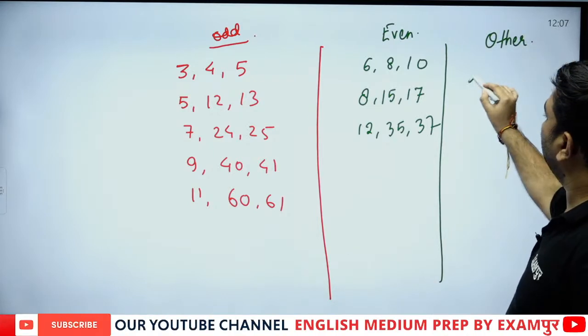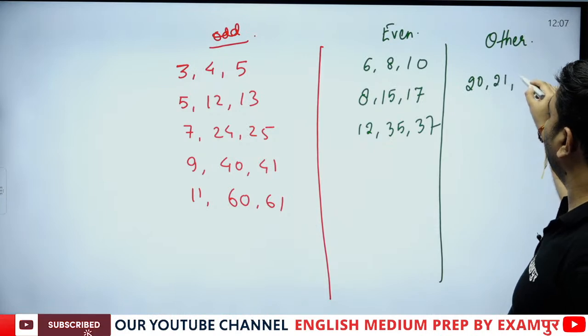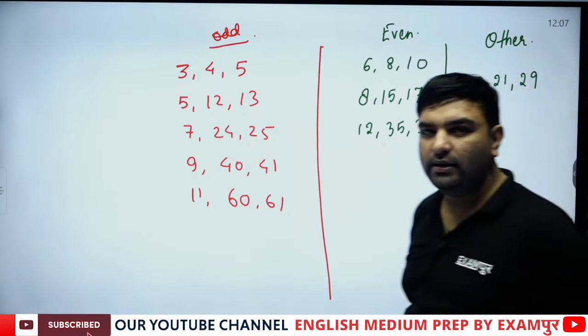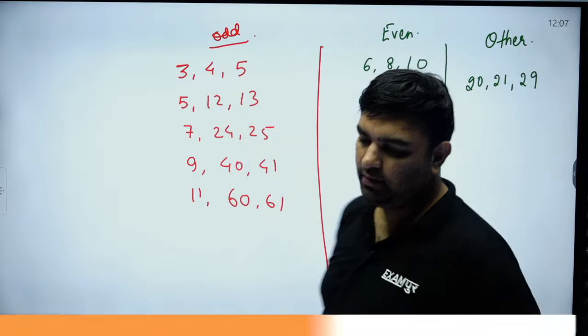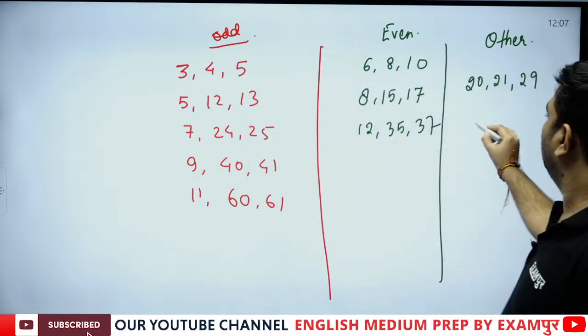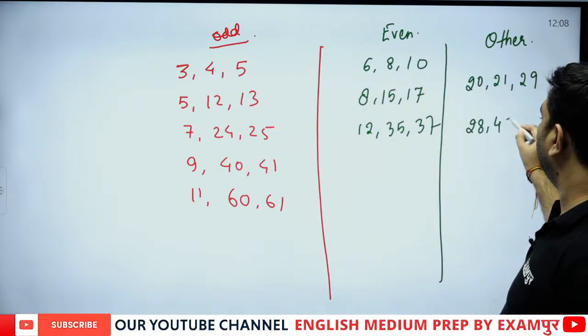What are the other triplets? 20, 21, 29. Yeah. 28, 45, 53.